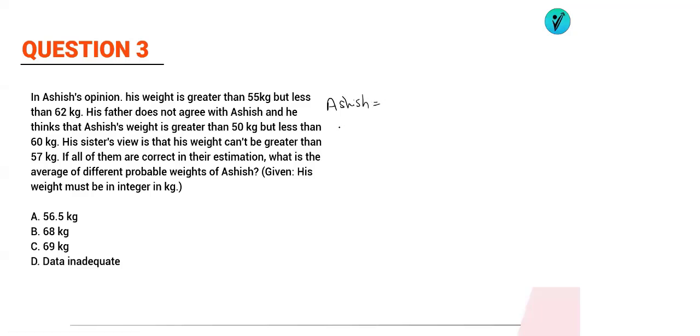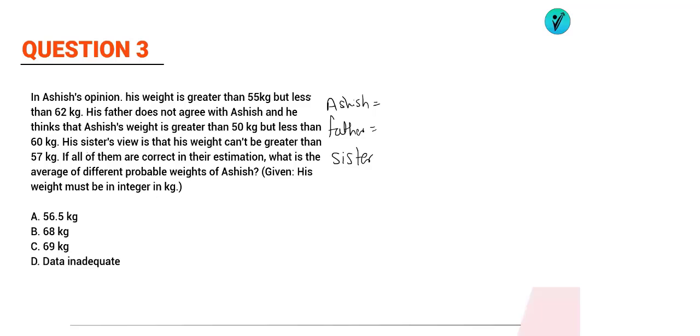As his father does not agree with Ashish, he thinks that Ashish's weight is greater than 50 but less than 60. And his sister's view is that his weight can't be greater than 57. If all of them are correct in their estimation, then what is the average of the different probable weights of Ashish? So what can be the probable weight, given his weight must be an integer in kg?